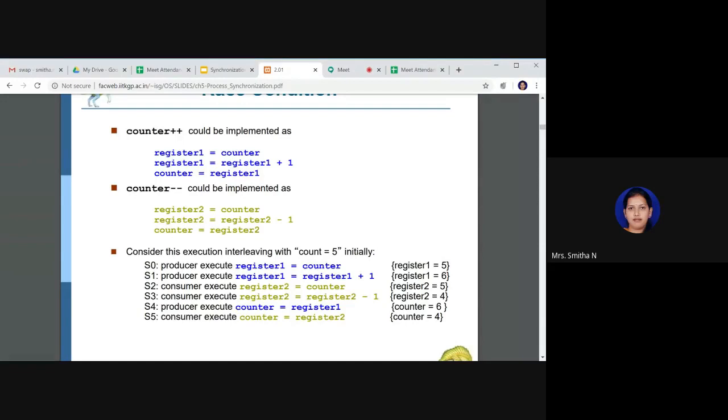Next, the producer may increment register 1 by 1. Consider that when the second step is executed, the producer process is preempted. Then the consumer process enters the CPU, and the counter value is stored in register 2, and register 2 will decrement by 1, then it will be preempted. Next, the producer, which was preempted last, will enter again. It will store the register 1 value in counter, and then the consumer will do the last one.